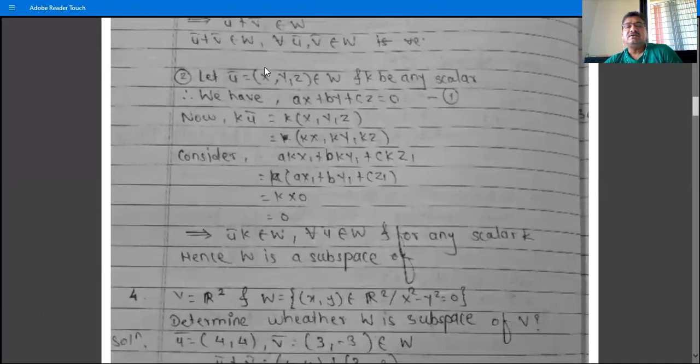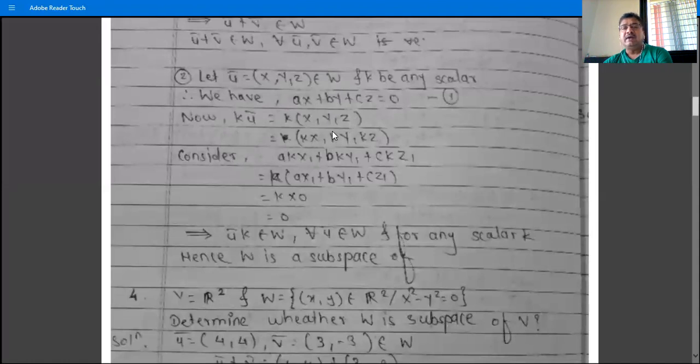Then as (x, y, z) belongs to W, we have Ax + By + Cz = 0. Suppose this is equation number 1, because (x, y, z) is an element of W, which means it satisfies the condition. Then consider k times u bar, which is k(x, y, z) = (kx, ky, kz). This is by using the definition of scalar multiplication.